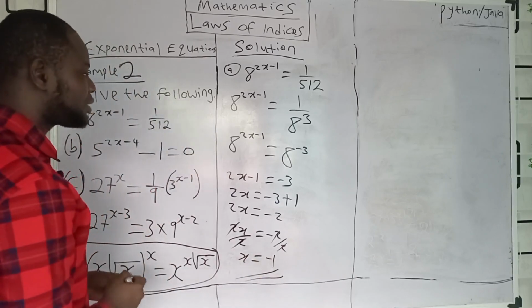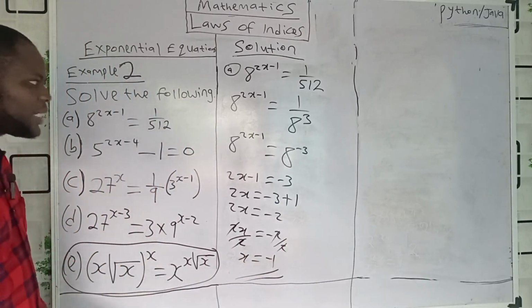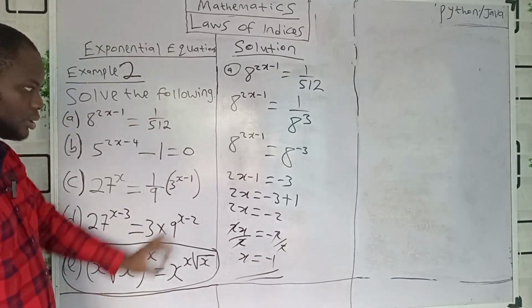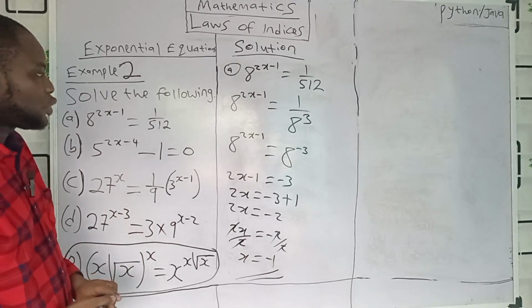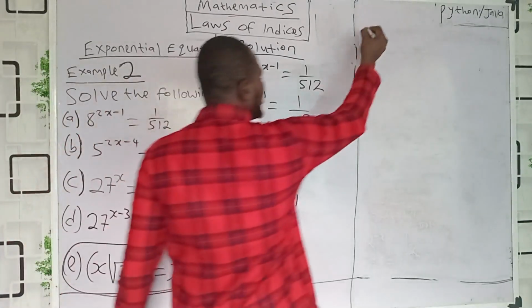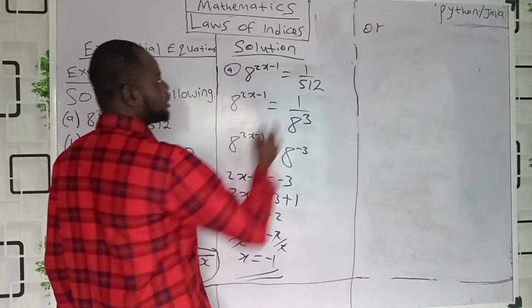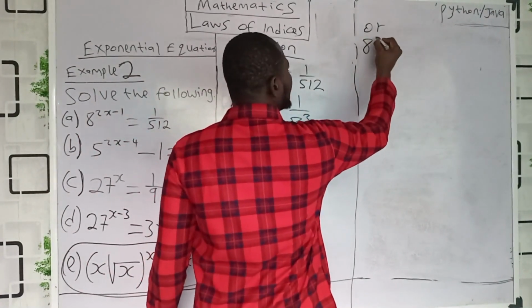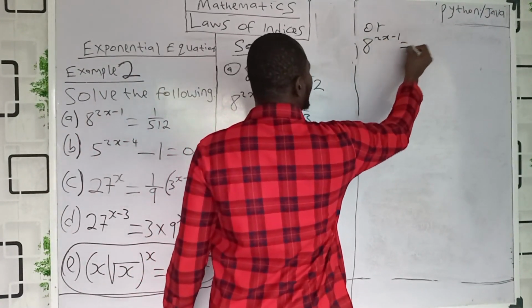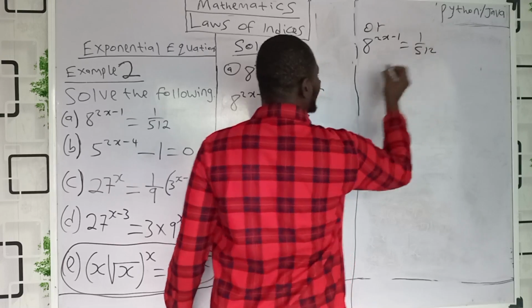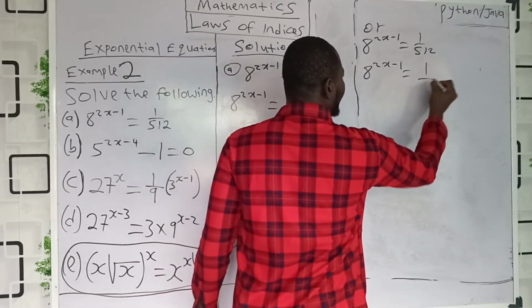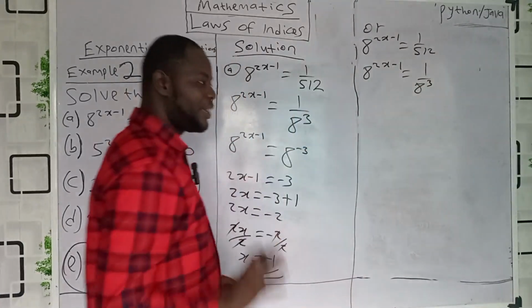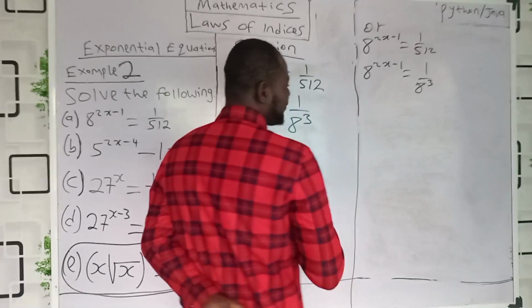Wow, everybody, that's lovely. Now, mind you, this is the first approach. I can use another approach if you like. So for that same question, 8 raised to power 2x minus 1 equal to 1 over 512. That means 8 raised to power 2x minus 1 equal to 1 over 8 raised to power 3. Very simple. Now, look at this, everybody.